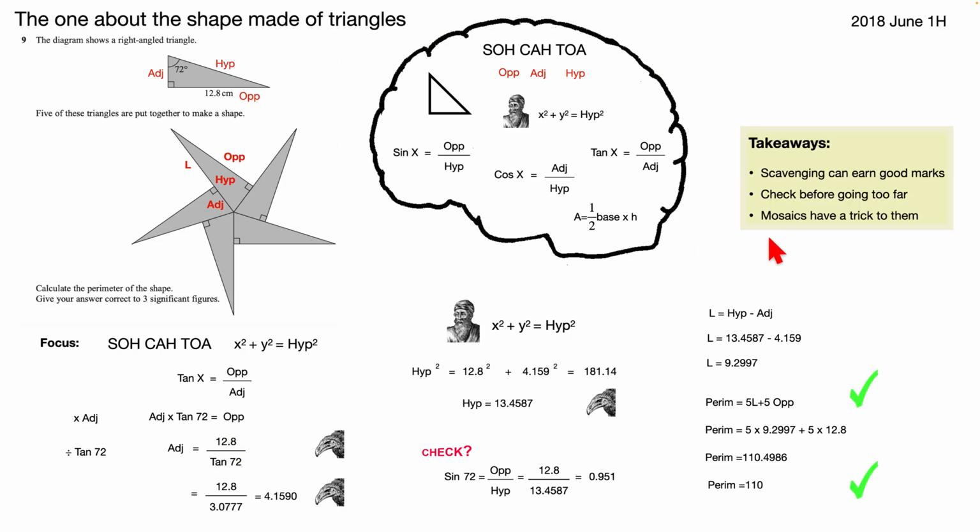So let's think about the takeaways, because always try and remember and learn something from these questions. Takeaway: scavenging is good and it earns good marks. Check before going too far, because you want to pick up your scavenging marks, and had you made a small and easily made mistake, you'd have spotted it here and you could have gone back and got those 3 marks. And finally, mosaics have this trick that one of the lengths of a shape is going to be a long length minus a short length. Just make sure you get the lengths right. Enjoy. Now, I suggest you look at this for a while and maybe try it yourself.